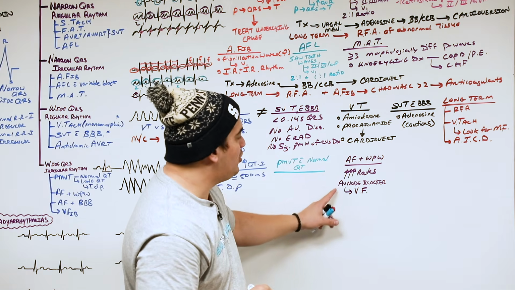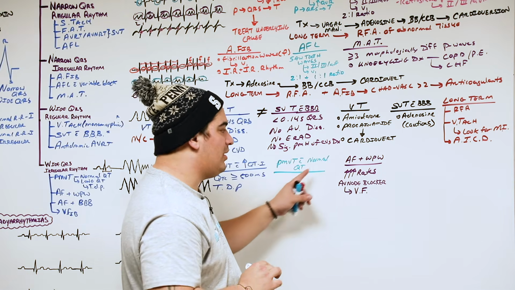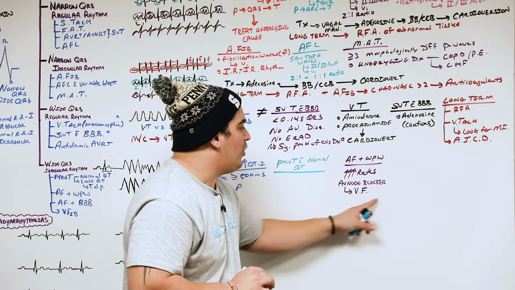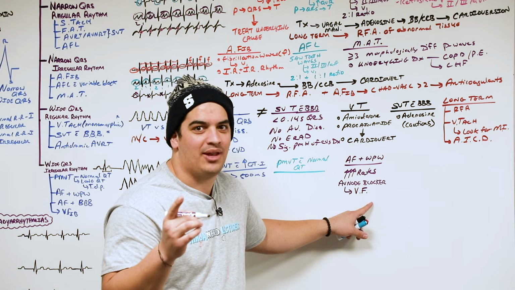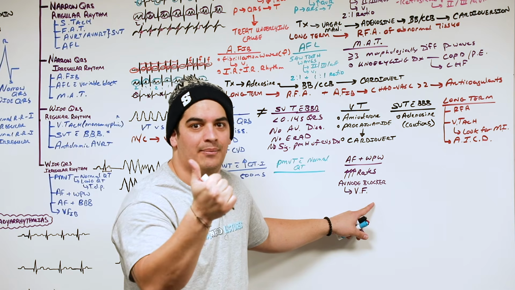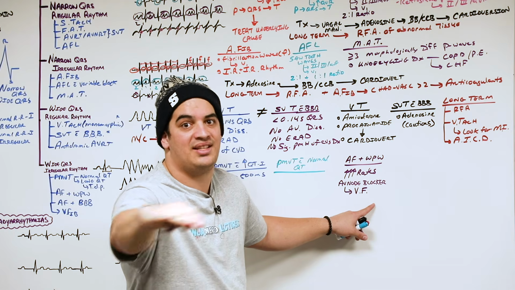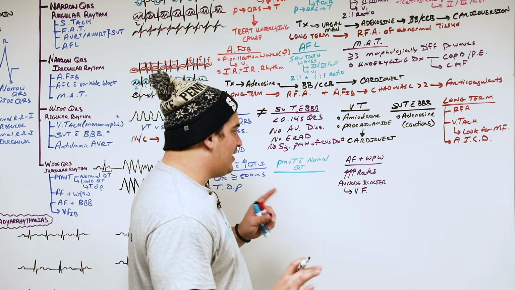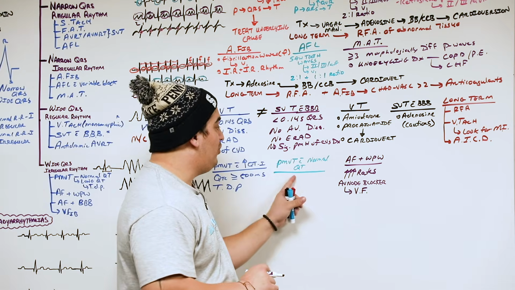So that's why the only thing you want to be aware of, if you're trying to differentiate the treatment differences, is that if they have AFib and Wolff-Parkinson-White syndrome, don't give them any kind of AV node blocker. And what are those? You guys remember them? ABCD: adenosine, beta blocker, calcium channel blocker, digoxin. Stay away from those.